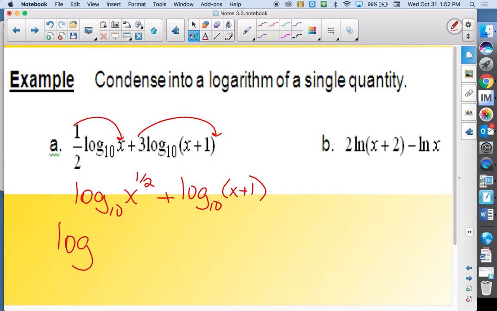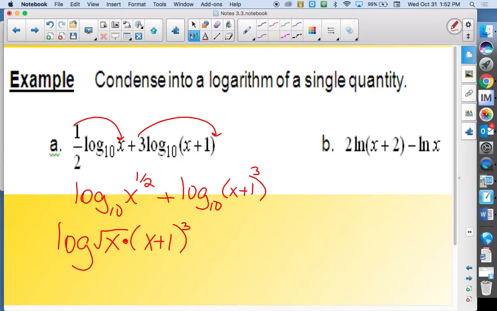How can we rewrite the exponent of 1/2? Oh, that's weird. Okay, so we can make this a square root of x. And then, Michael, if it is addition, and we want to pull them together, what would it become? X times x plus 1, and then that x plus 1 you said was cubed.